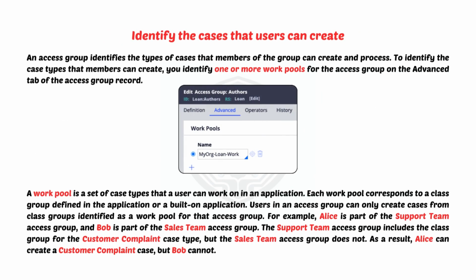Next, let's discuss how access groups determine what kinds of cases users can create. In the Advanced tab, add work pools. A work pool is a set of case types that users in the group can create. For example, if a support team access group includes the customer complaint work pool, users in that group can create complaint cases. If it's not included, they can't. This setup ensures users work only on the cases relevant to their roles.